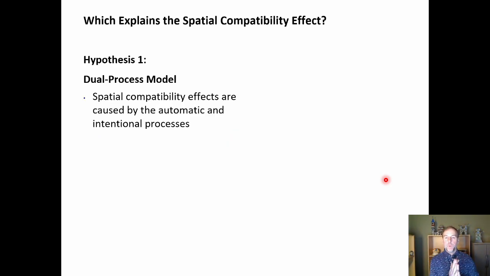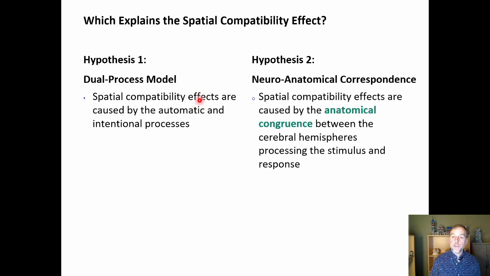So what explains the spatial compatibility effect? And by the spatial compatibility effect, I simply mean that the contralateral condition has a longer reaction time than the ipsilateral condition. Our first hypothesis is that we can nicely explain it with the dual process model. That when the automatic and intentional processes conflict, we have longer reaction time, and that occurs in the contralateral condition. There is, however, an alternate hypothesis, and that's the explanation we call neuroanatomical correspondence.